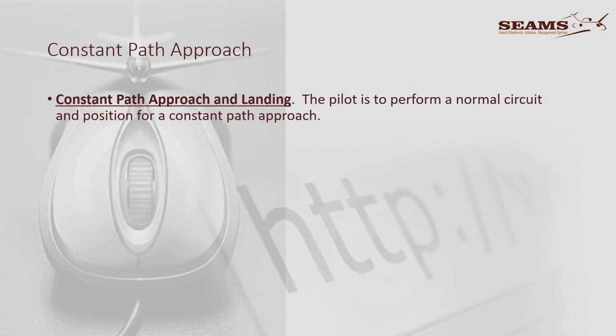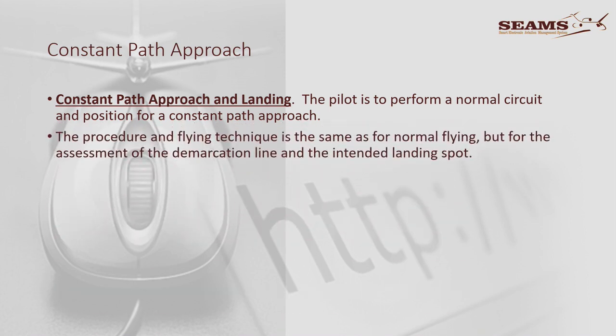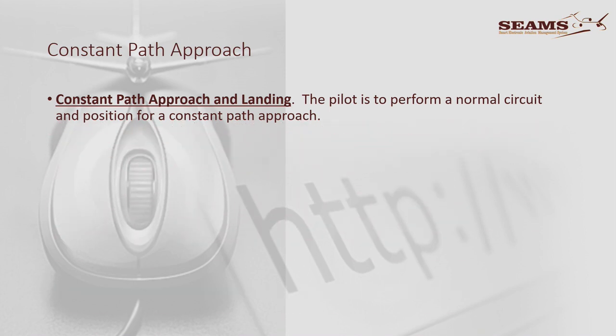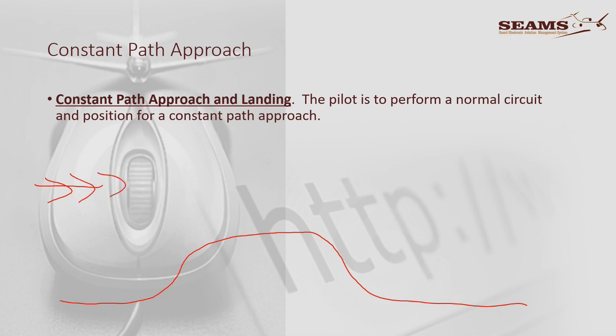So let's have a look at this one, and maybe you'll get as excited as I am. The constant path approach and landing: the pilot is to perform a normal circuit and position for a constant path approach. Maybe I should do this first. What is the constant path approach? Let's get ourselves a little bit of a mountain, and we want to land in this area here. The wind is blowing from here, just for interest's sake. We've got a demarcation line on this side, so this will be the downdraft side or the leeway, and this will be the updraft side. And what we want to do is fly at a height to a position where we can have one angle, a constant angle or constant path.